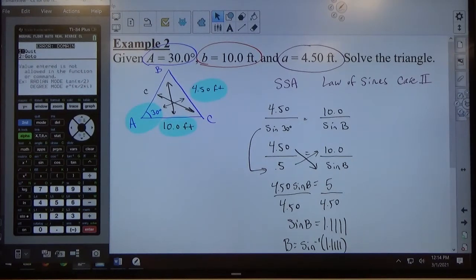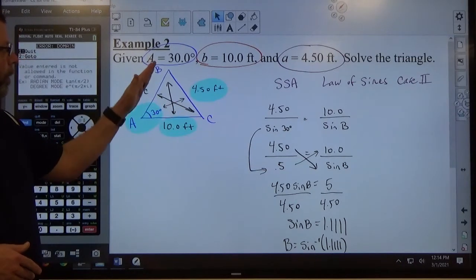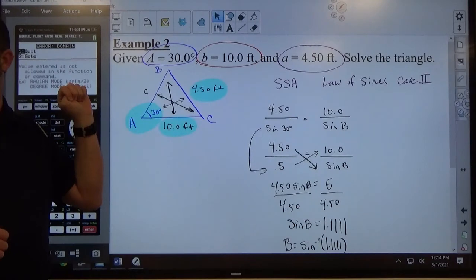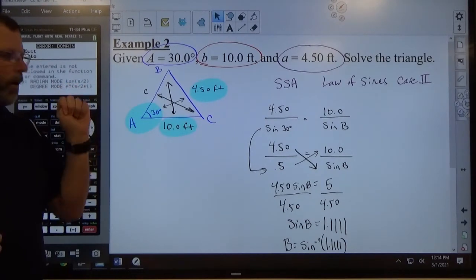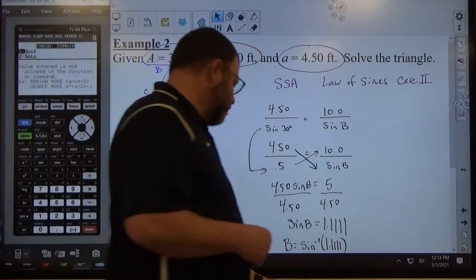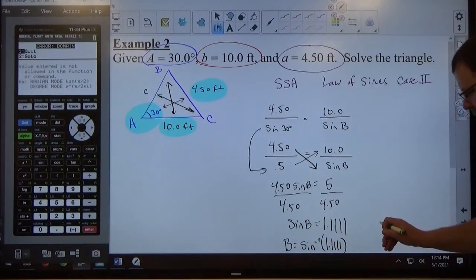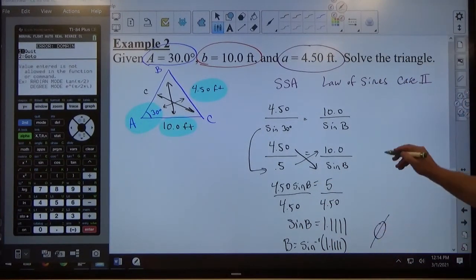So, that's one scenario that happens when you do a side-side angle. The triangle is not possible. It's not possible to have a side that's 10 feet long with a 30-degree angle with the side opposite the 30-degree angle being 4.5. It can't happen. So when your calculator says error with what you're doing, that means that this is not possible, so we'd say no triangle possible.